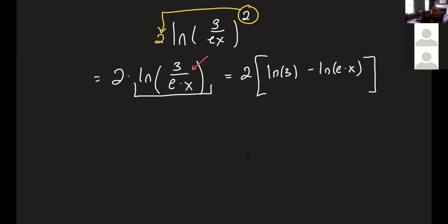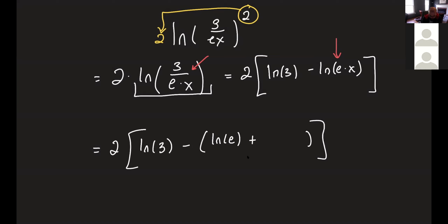All right, so if we continue on here, if I look inside some more, could I expand any more? And it looks here like I could expand some more, so we could have a natural log of e times x. And so we're left with 2, and then we have natural log of 3 minus, right, so we're going to subtract the whole thing here, of natural log of e plus natural log of x.